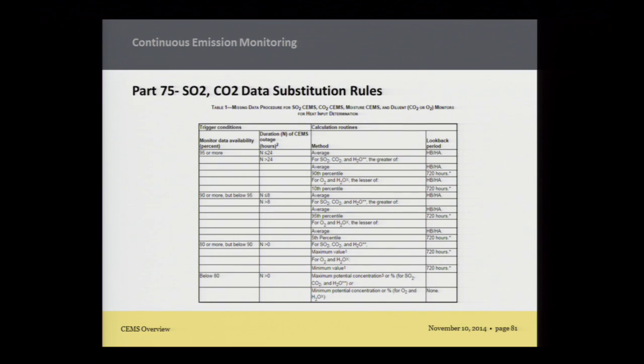Now if it's greater than that, I have to look at the average of the 90th percentile for these pollutants. And for these other pollutants, I look at the lesser of the 10th percentile. It's very clear, right? And then you get into even more, 90 and 95. So let's jump down to 80, because we can look through these and it tells you exactly what you have to go look at. But below 80, it doesn't matter how long I'm down, as long as I'm down greater than 0, the maximum potential concentration or percent for these pollutants. So that's where, if you get low data availability, man, they make it painful. Beyond even using some statistics, they're saying, well, we're just assuming that you're at maximum.